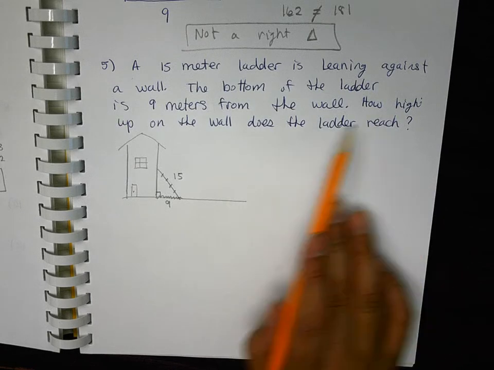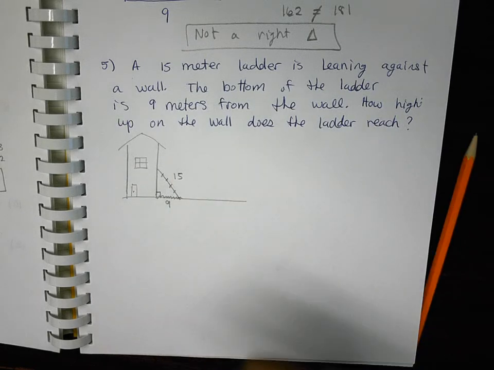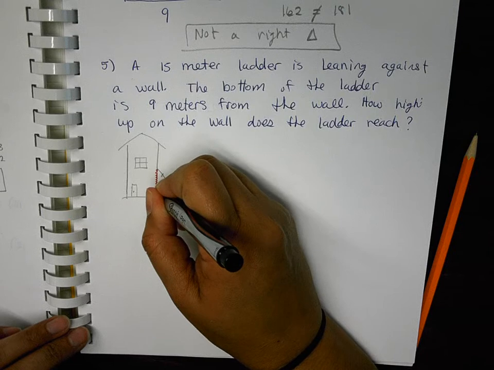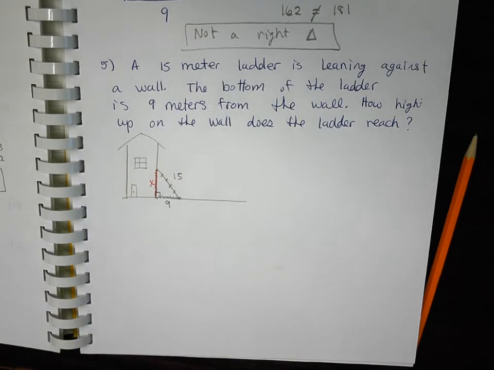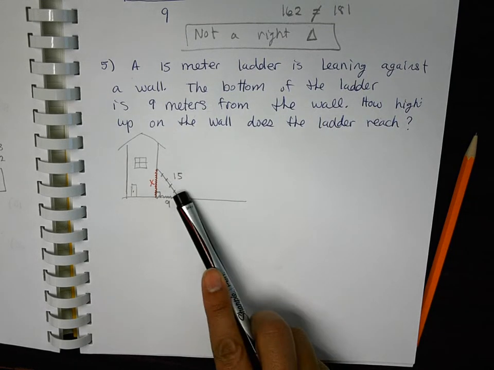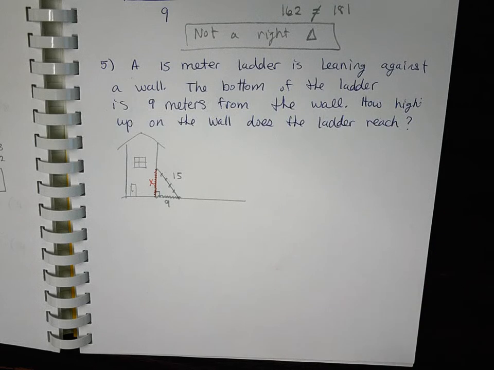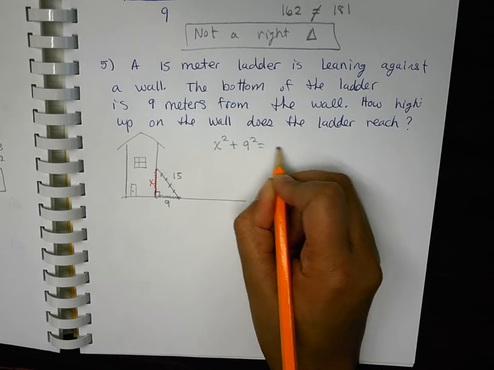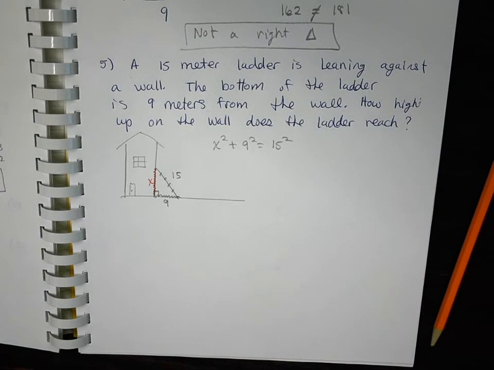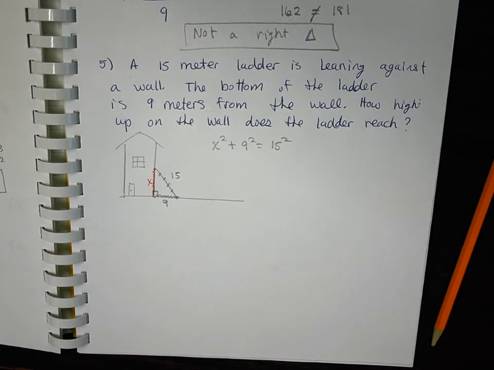How high up the wall does the ladder reach? Do you guys agree they're asking for this height right here? I'm going to put an X. You can call it A, you could call it B, it does not matter. I'm calling it X. I would not call it C because I'm saving C for the hypotenuse. Okay, do we have enough here to use the Pythagorean theorem? Which one is your hypotenuse in this picture? 15. So X squared plus 9 squared equals 15 squared. I'm going to let you guys do that. You guys have your calculators. You can go ahead and plug it in.